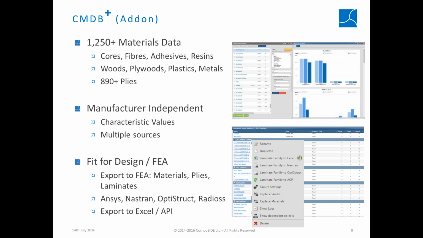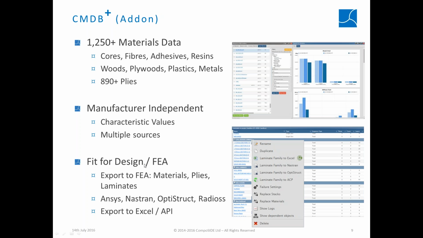Now, CMDB is very much a management tool for the materials. We also supply material data. This is called the CMDB add-on, which contains 1,250 plus materials data, including cores, fibers, resins, adhesives, woods, plywoods, plastics, and metals as well, and close to 900 plies. All the materials are manufacturer independent, aside from the cores, and are provided with characteristic values from multiple sources.